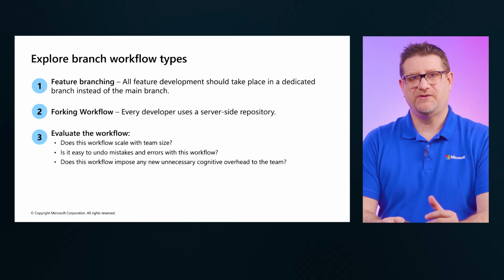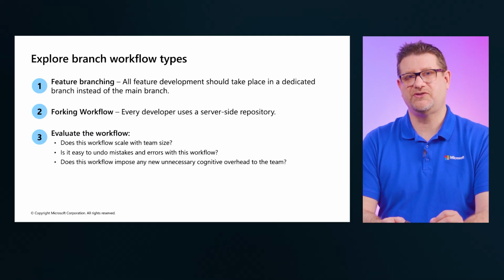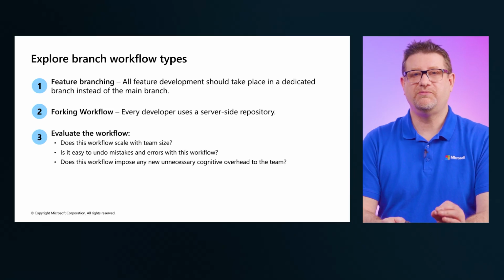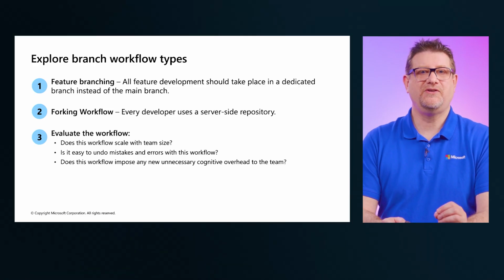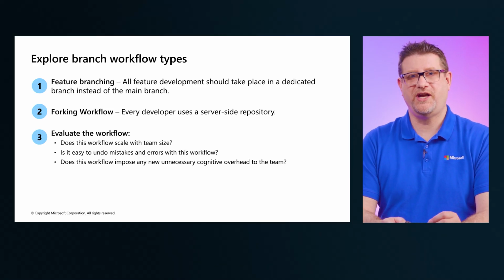Feature branches allow developers to work on new functionality in isolation. This minimizes conflicts and makes it easier to review the changes before merging into the main branch. By using pull requests, teams can enforce code reviews and automated checks, improving the code quality.